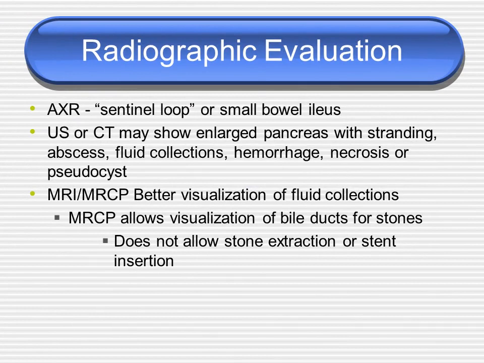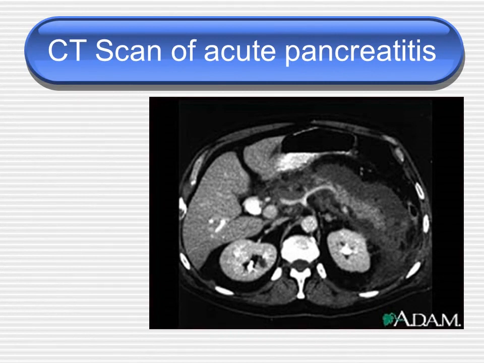Why is it ileus? When there is inflammation of the pancreas, there is paralysis of the nearby small bowel. We call it sentinel loop or small bowel ileus. We send the patient for ultrasound and CT scan. They may show a large edematous pancreas, stranding, abscess, fluid collection, hemorrhage, and pancreatic necrosis. MRI and MRCP can show a fluid collection. Then we send the patient for CT scan. This is a feature of CT scan.